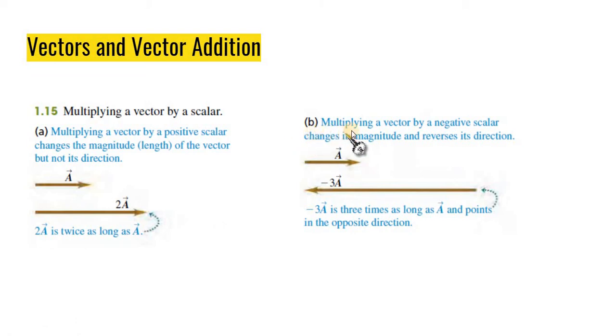Letter B, multiplying a vector by a negative scalar changes its magnitude and reverses its direction. Given here, vector A is multiplied by negative 3. Since the scalar quantity that is multiplied to the vector is negative, the vector changes its direction.